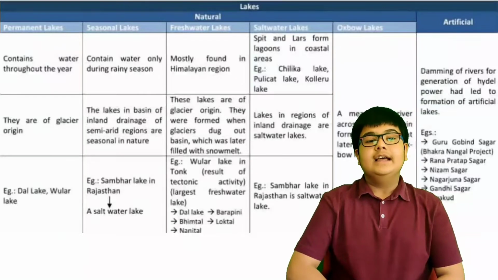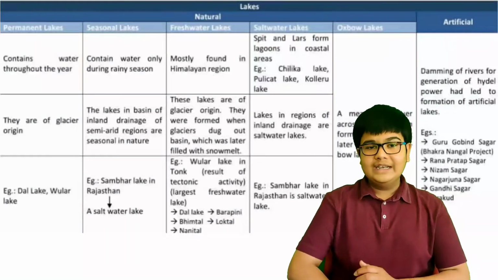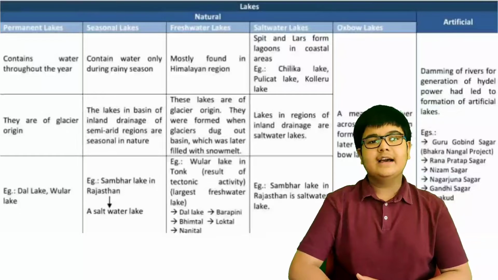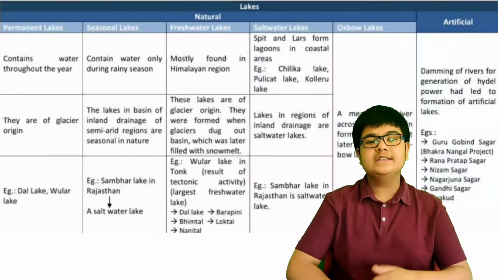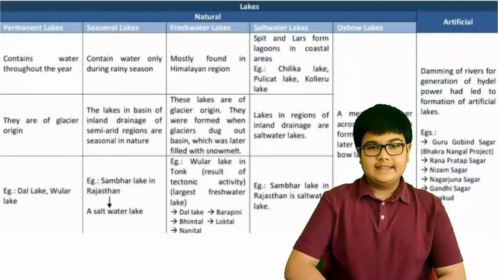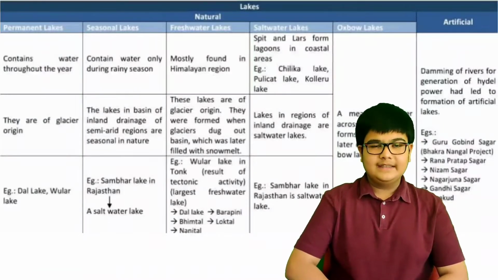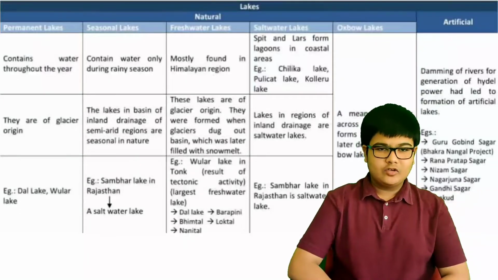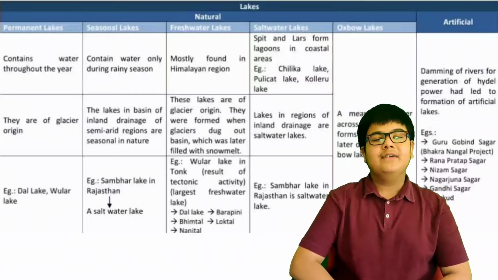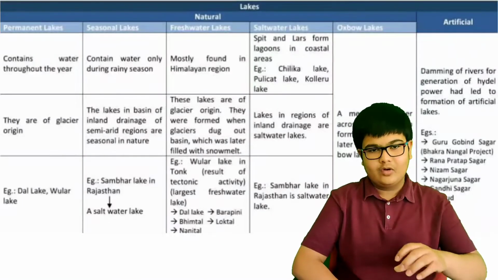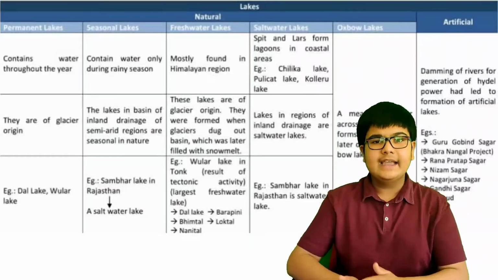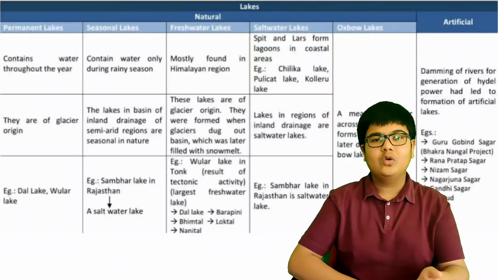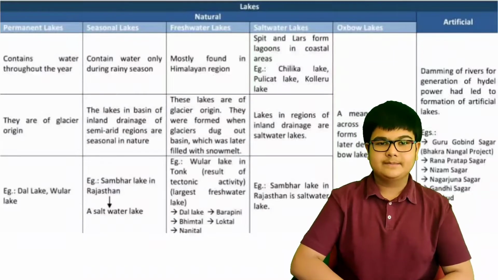Seasonal lakes. Now these contain water only during the rainy season, and the rest of the time they are without water. So that's why they are known as seasonal lakes. They are formed in the region of inland drainage. So this means that they are not formed by the glaciers, but instead when the rivers of peninsular India and others are not able to reach the sea, they deposit their water into a hollow, forming these lakes.